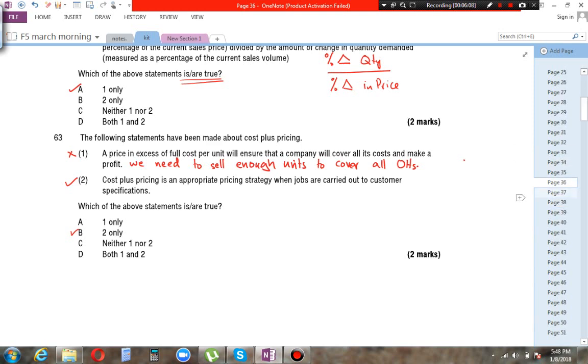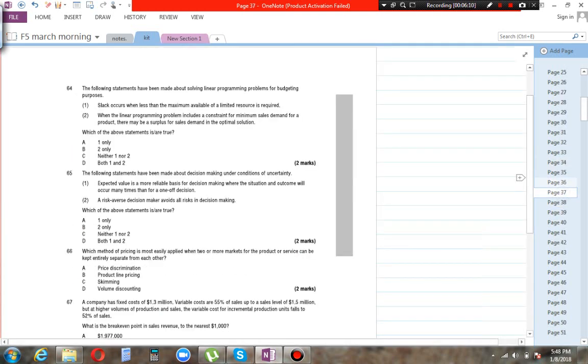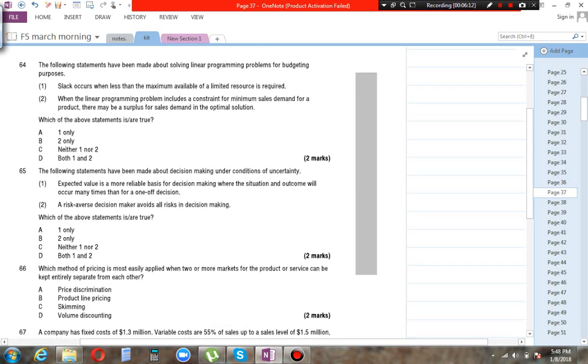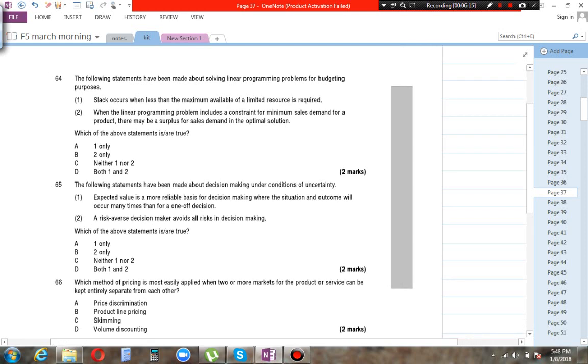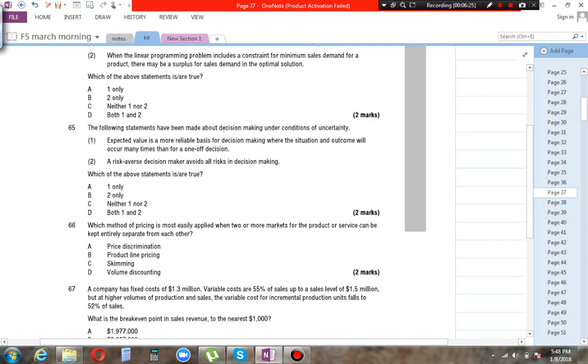Let's see the other one. This question is about linear programming. I haven't covered it for my students, so I'll not be doing questions from linear programming in this session. And so let's see number 65.